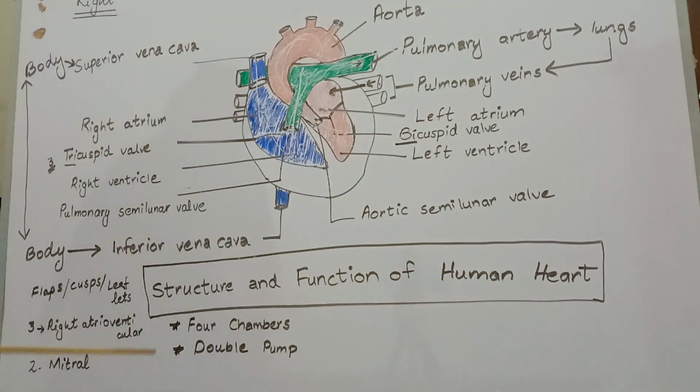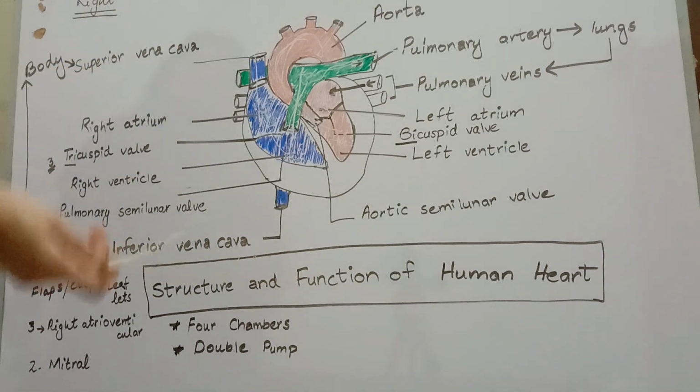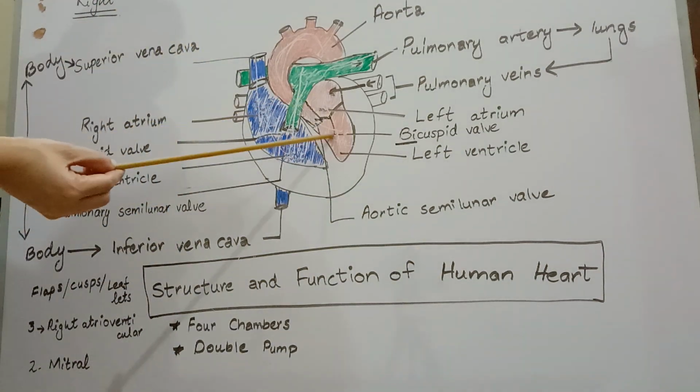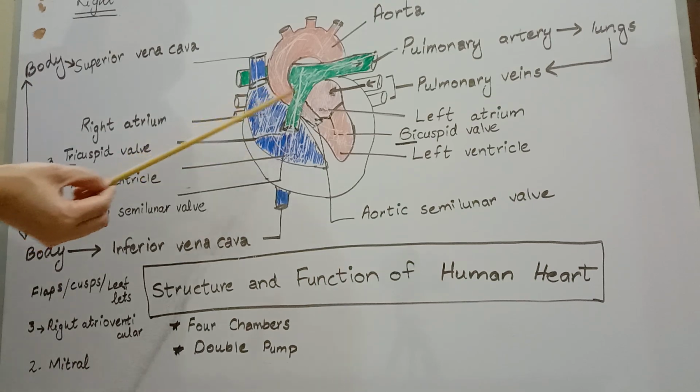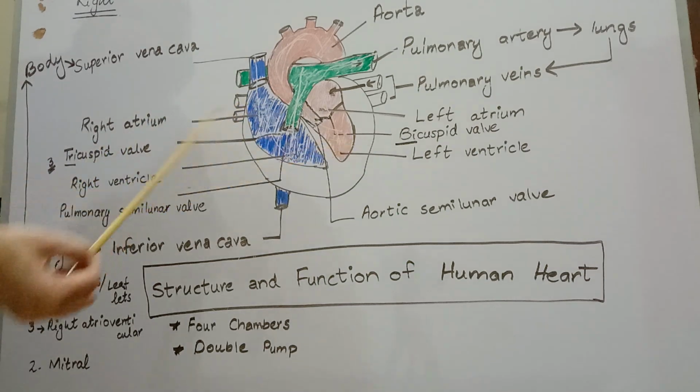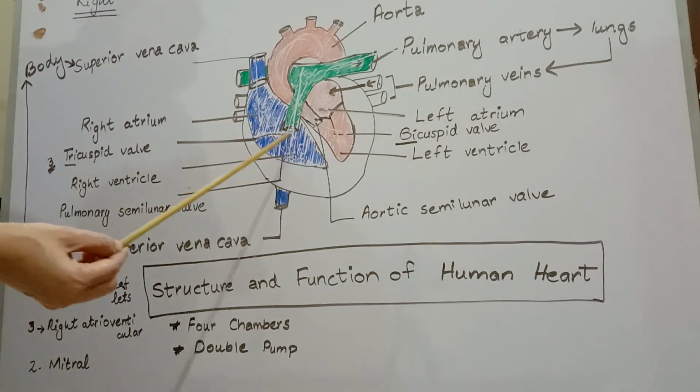Let's talk about the structure of the human heart. Basically, the human heart has four chambers: two upper chambers and two lower chambers. The two upper chambers are called atria, singular atrium, and the two lower chambers are called ventricles.